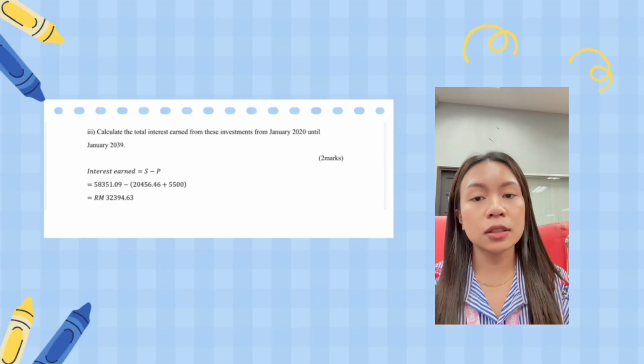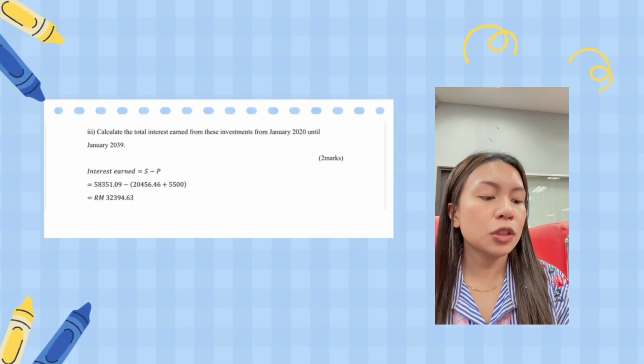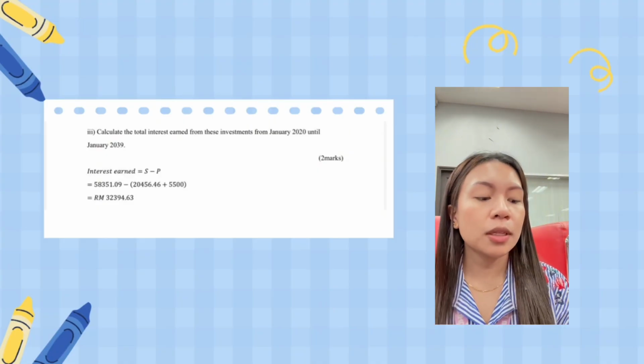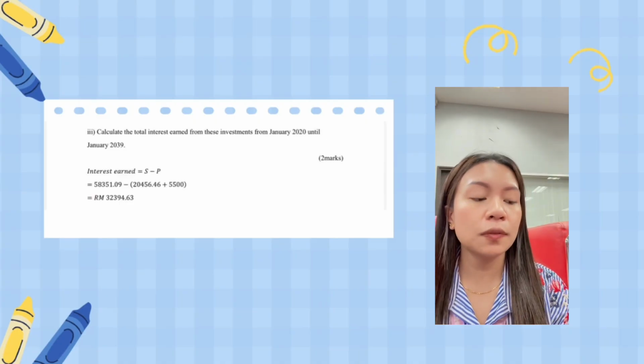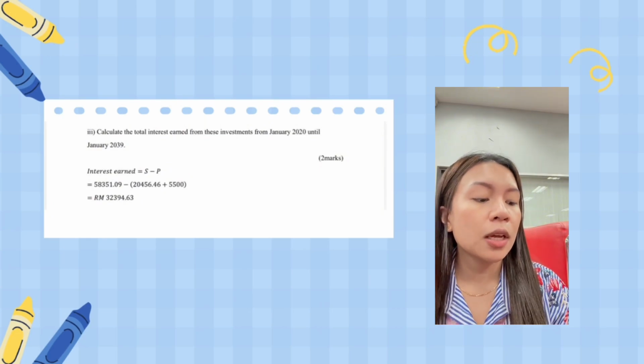Next, we calculate the total interest earned. We use the formula interest equals S minus P, where S is the future value and P is the principal. Based on the values provided, to get the total interest, we should subtract 20,456 ringgit and 46 cents from 58,351 ringgit and 9 cents, then add 5,500 ringgit.